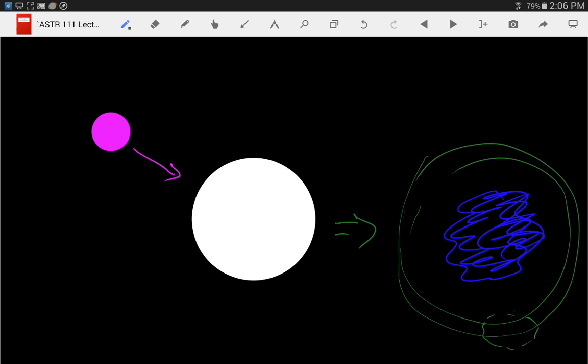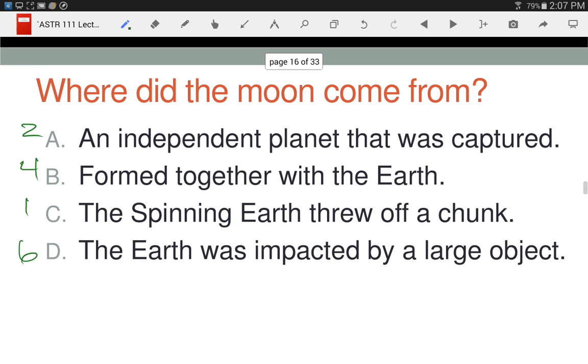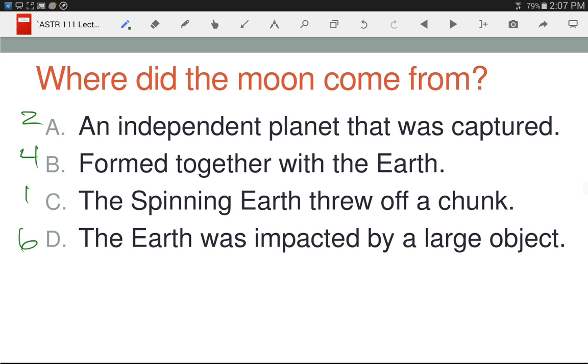So this is called an impact theory. Now remember, all of those hypotheses, all of the possible answers that we had here, those were all good scientific ideas that were proposed as answers for where the moon came from. And then following the scientific method, they looked at predictions from those different hypotheses and compared them to actual measurements. And they found reasons to abandon the top three.